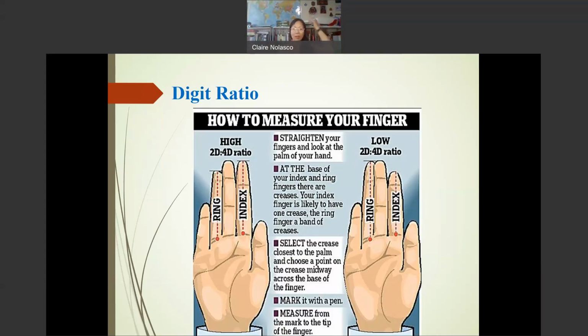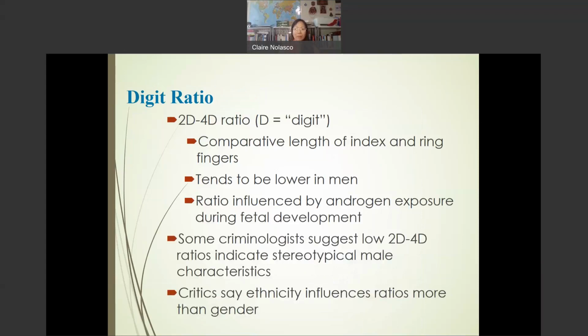So how is this relevant? Some studies show that a low digit ratio is linked to criminality. Okay? It tends to be lower in men, and men who have a low digit ratio tend to exhibit stereotypical male characteristics, and they say are more aggressive.